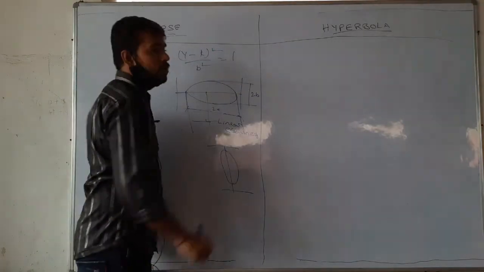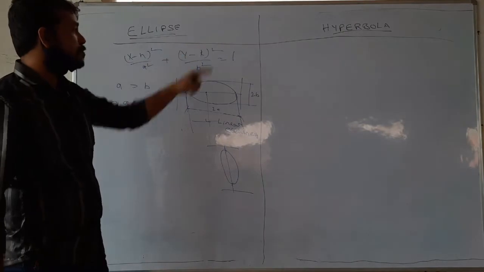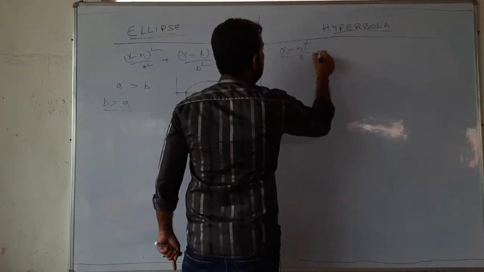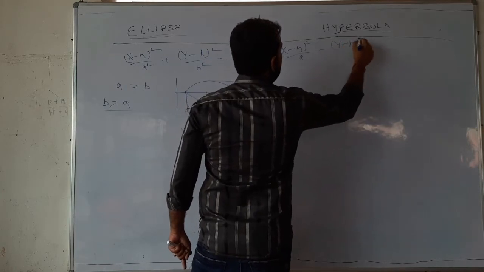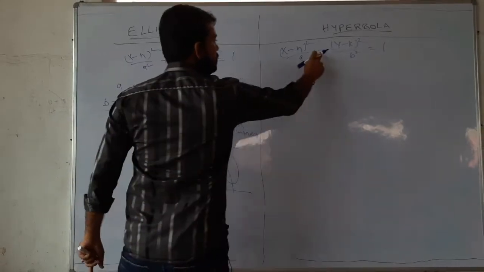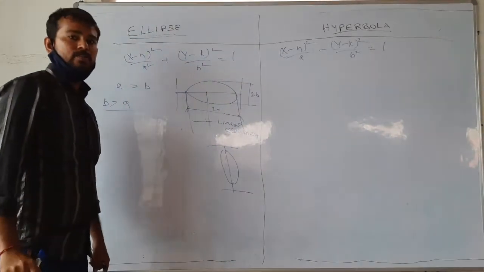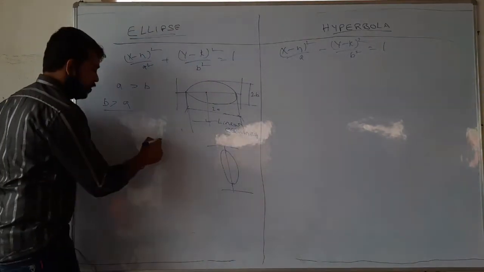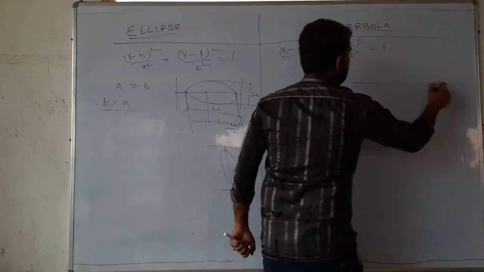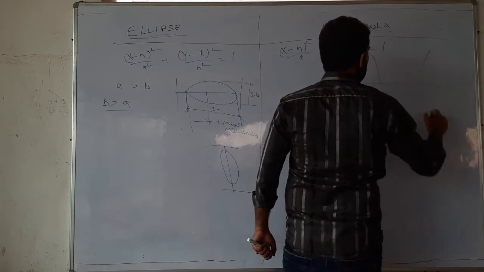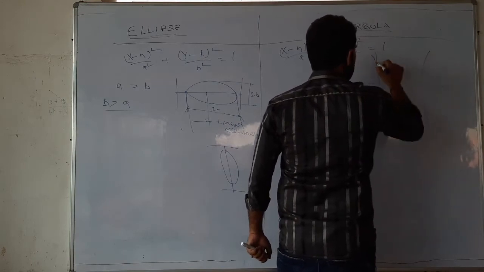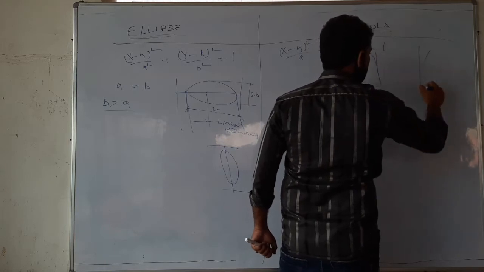So what will be the particular equation for the hyperbola? It will be (x minus h) whole square by a square minus (y minus k) whole square by b square is equal to 1. See, this is plus and this is minus. And one more thing, the hyperbola is like this. Here it will be the directrix, here it will be the directrix.